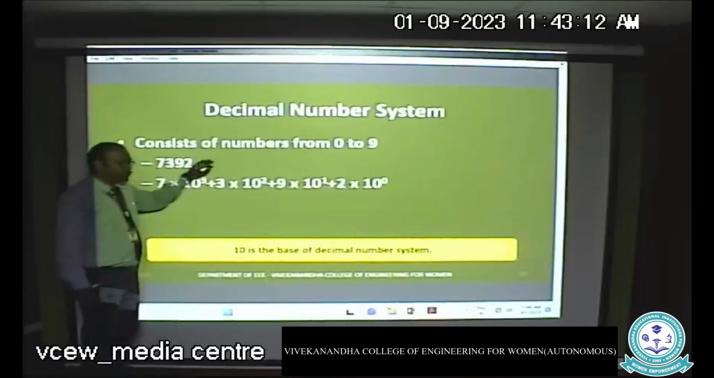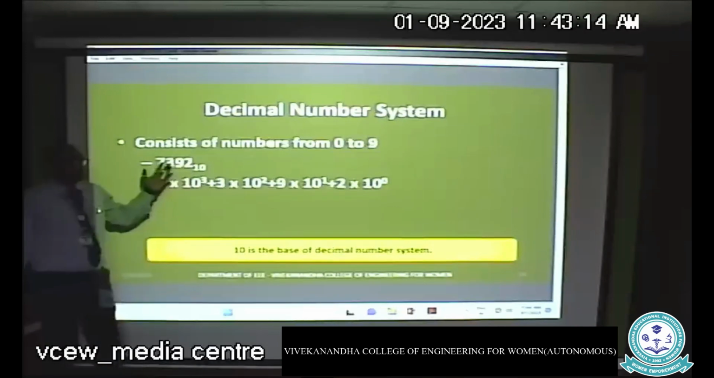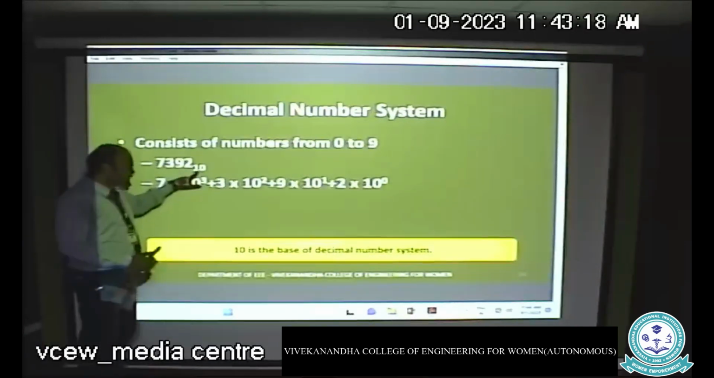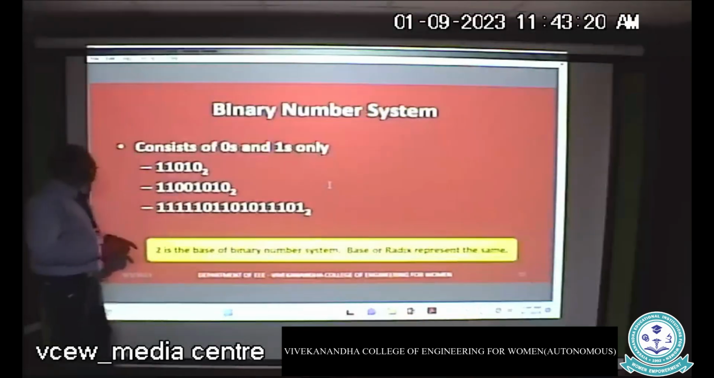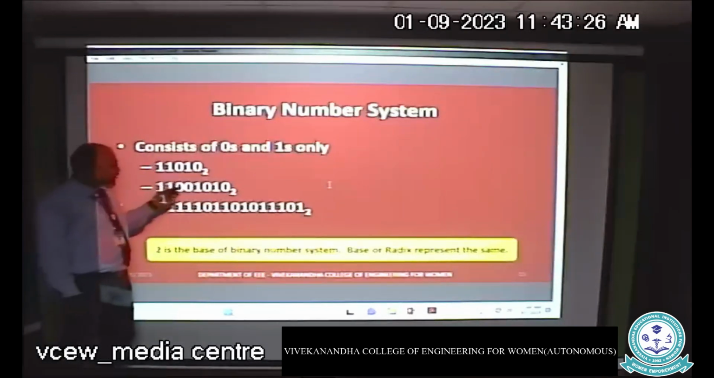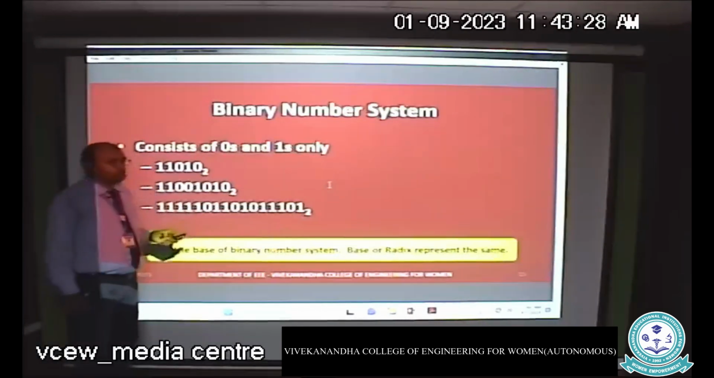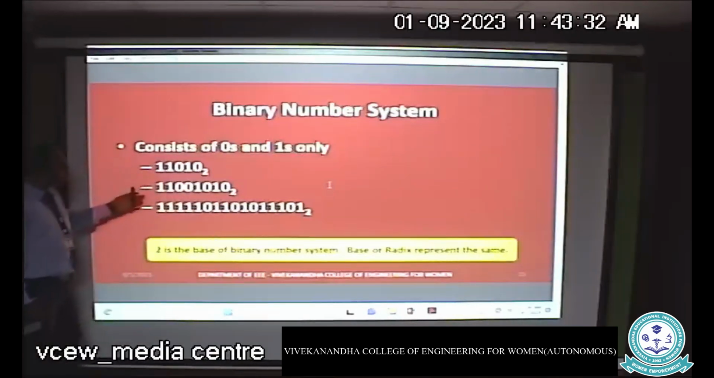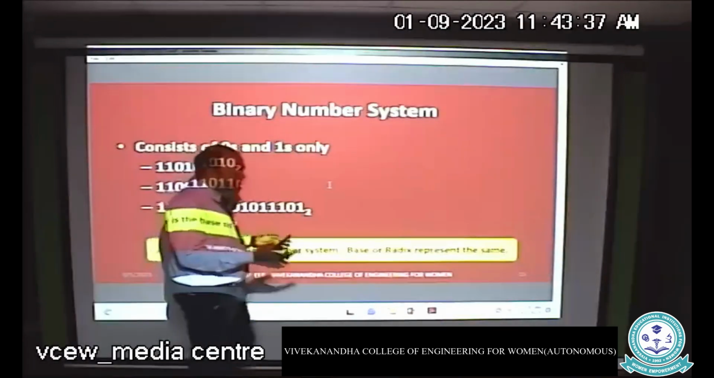So if it is a hexadecimal number or octal number or decimal number, how will you identify? You can identify from its base. So next one is the binary number system. The binary number system consists of only zeros and ones, right? We cannot see any other number apart from 0 and 1. So whatever number you represent in the binary number system will be a combination of zeros and ones, right?